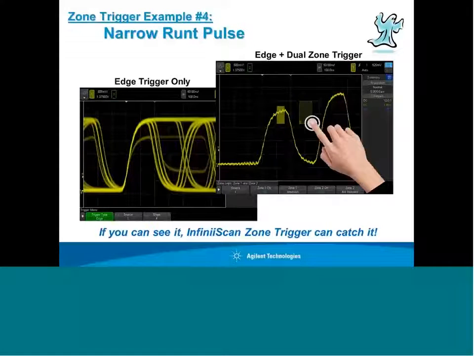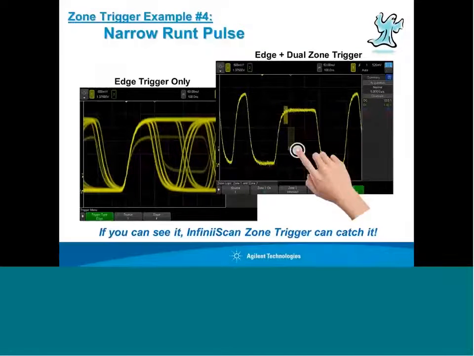Now, in this case, you look at the waveform on the right. We're just triggering on rising edge trigger. There are runt pulses that are narrow, and there are runt pulses that are wide. With the zone trigger capability, you can actually draw two different zones. So in this example, we're showing zone 1 on top of the narrow pulse, zone 2 on top of the wider runt pulse, and we define the second zone as a do not intersect zone. In this case, the scope locks in on just the narrower runt pulse, and here we show it locking in on just the wider runt pulse.